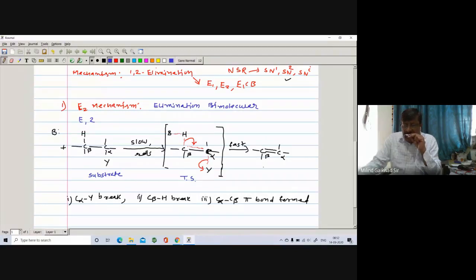At the same time, you are getting a new compound that is called an alkene. So here you will see that the single bond becomes a double bond, so the degree of unsaturation gets increased. At the same time, there is a formation of BH, as the base abstracts a proton. So the first step is a slow step, and the second step is a fast step. So it is called the E2 mechanism, elimination bimolecular reaction.